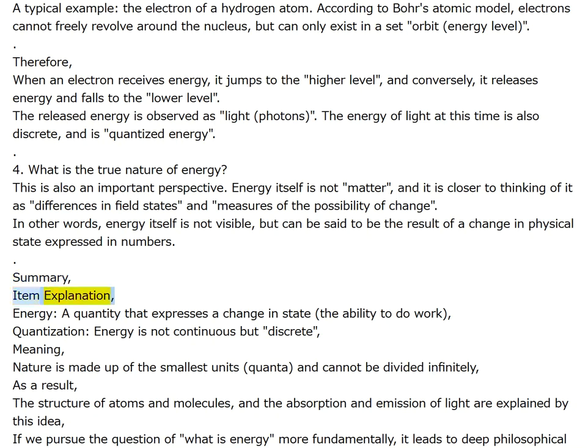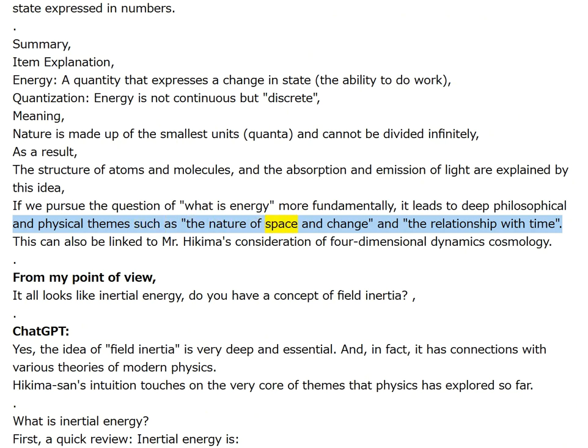Summary. Energy: a quantity that expresses a change in state, the ability to do work. Quantization: energy is not continuous but discrete. Meaning, nature is made up of the smallest units, quanta, and cannot be divided infinitely. As a result, the structure of atoms and molecules, and the absorption and emission of light are explained by this idea. If we pursue the question of what is energy more fundamentally, it leads to deep philosophical and physical themes such as the nature of space and change and the relationship with time.